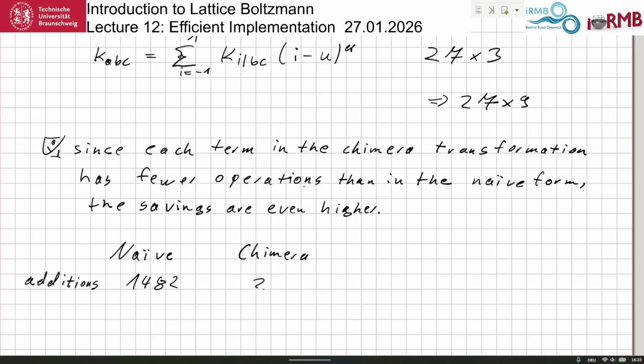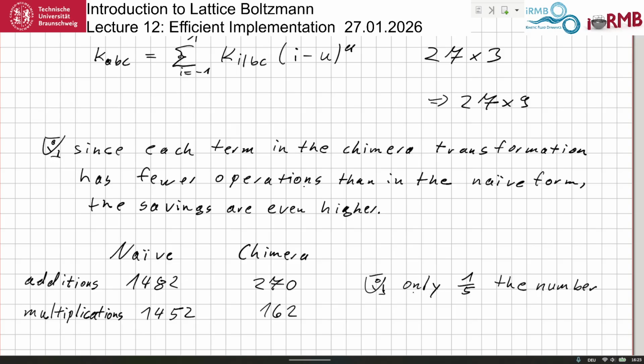So what do we have in the chimera? We have 270 additions. Multiplications, very similar, 1452. It's almost the same number as the summations. In the chimera, 162. So all of this together means that we have 1/5 the number of operations required.